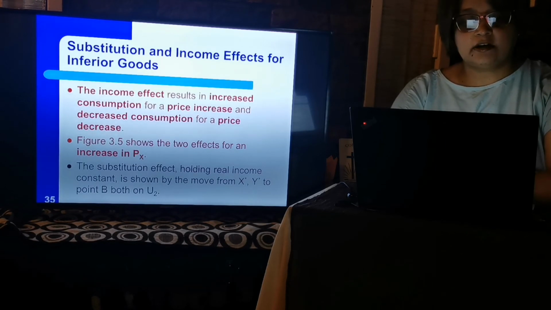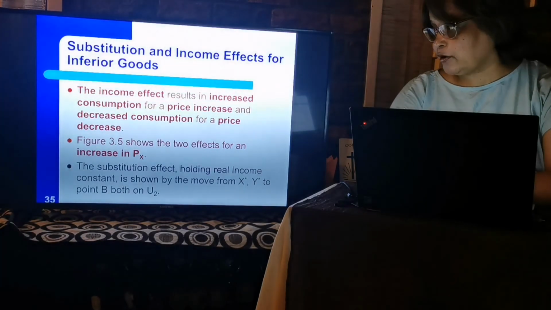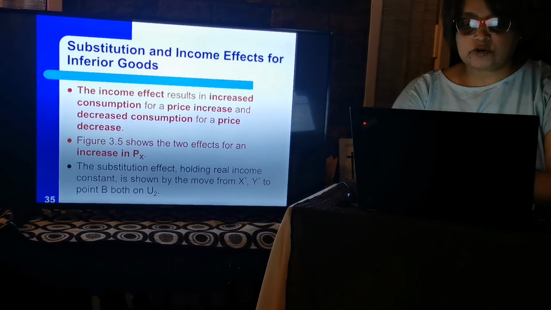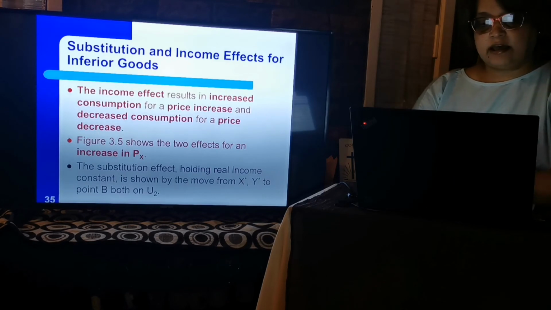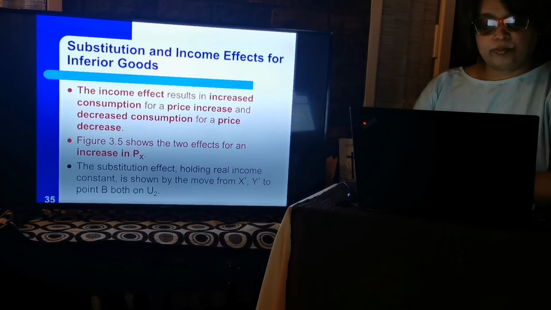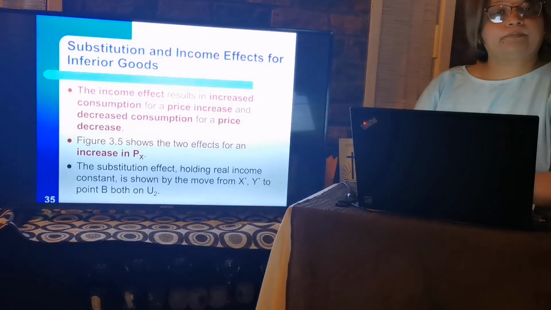The income effect results in increased consumption for a price increase and decreased consumption for a price decrease. Figure 3.5 would be the next diagram or graph. It shows the two effects for an increase in price, and the substitution effect, holding real income constant, is shown by the move from x1, y1 to the B point.